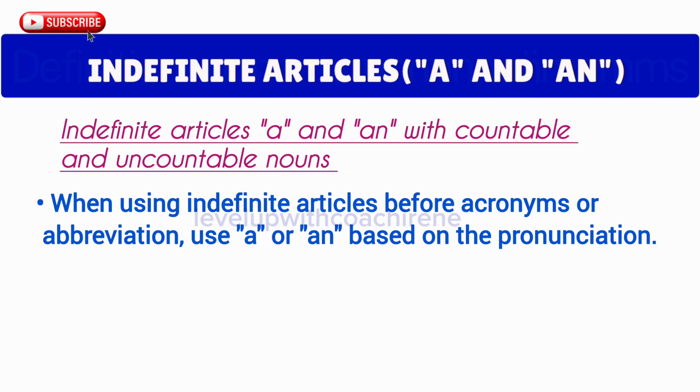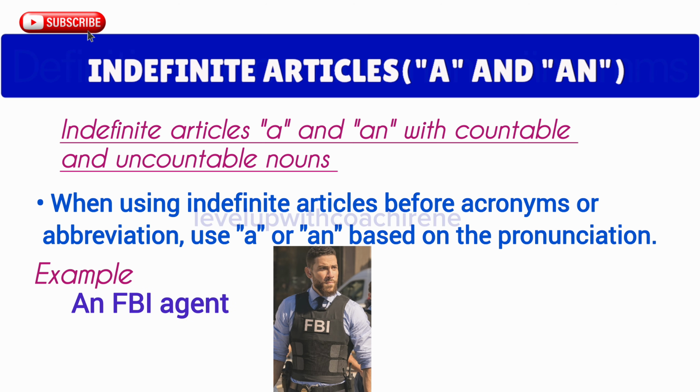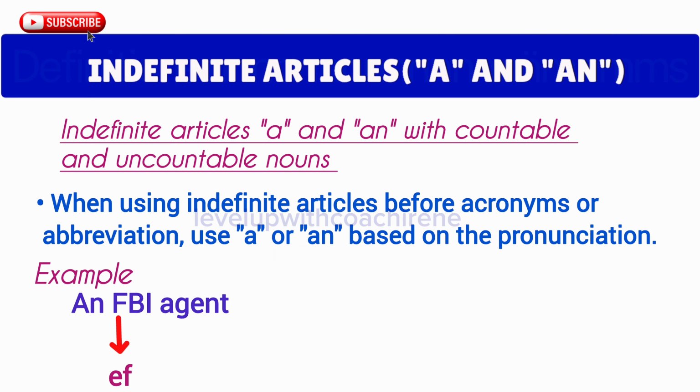Note, when using indefinite articles before acronyms or abbreviations, use a or an based on the pronunciation. For example, an FBI agent. F sounds ef, which is a vowel sound. Therefore, the article an is used.